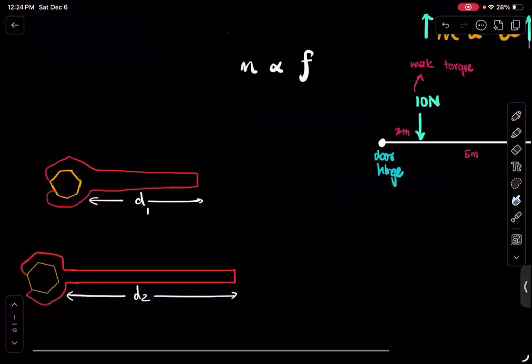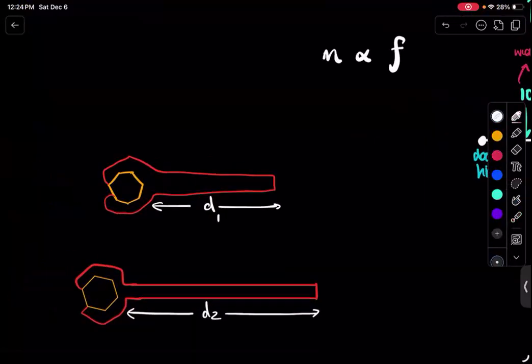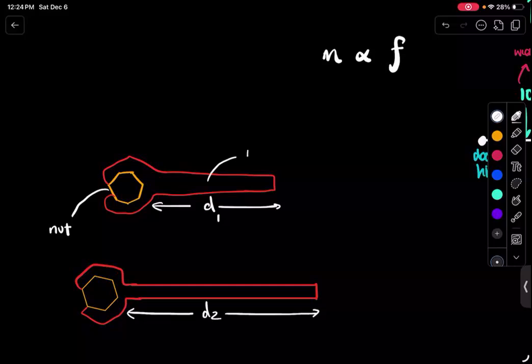Okay, moving on. I'm sure you've also seen this nut with a wrench. This is a nut, you can also call it a bolt, whatever. And this is a wrench, or you can also call it a spanner, whatever you want. Now this is a smaller length spanner, whereas this is a larger length spanner. Which spanner is going to make it easier to turn the nut, or open up the nut? What do you think, Abia?